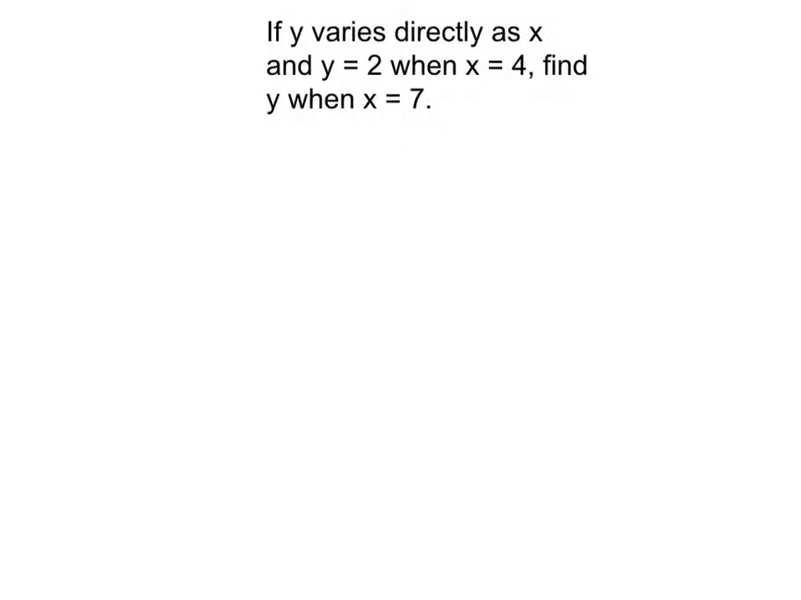In this video, we're going to take a look at two variables, x and y, and the fact that they vary directly, and we're going to solve for y given a specific x. So we know y and x vary directly, and we know that when y is 2, x is 4. So the fact that they vary directly allows me to write the equation y equals kx.